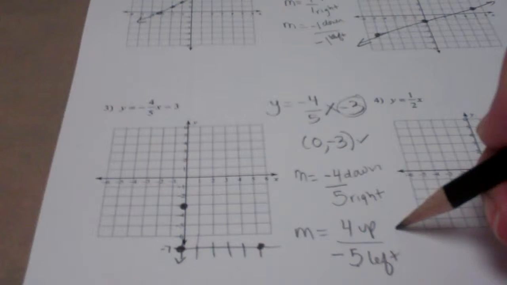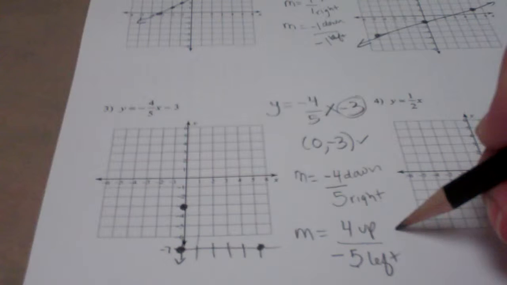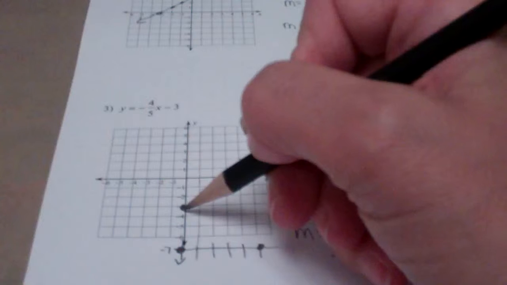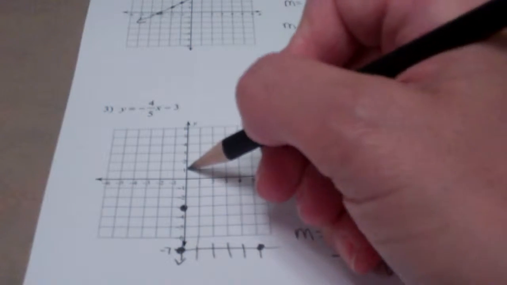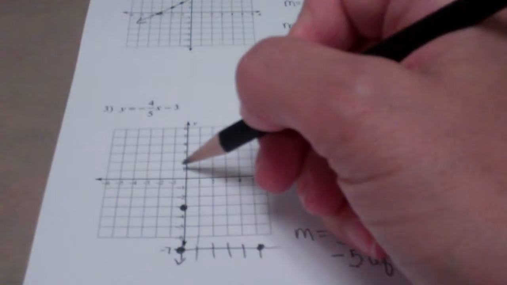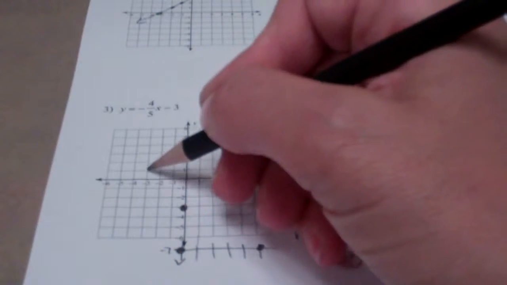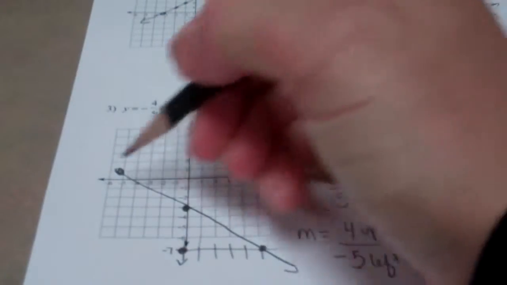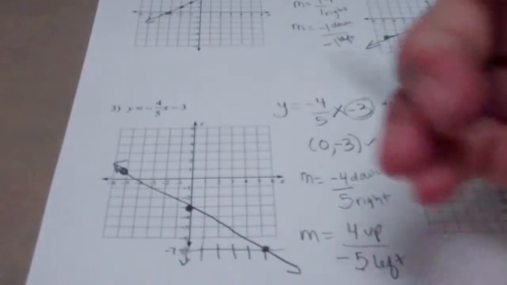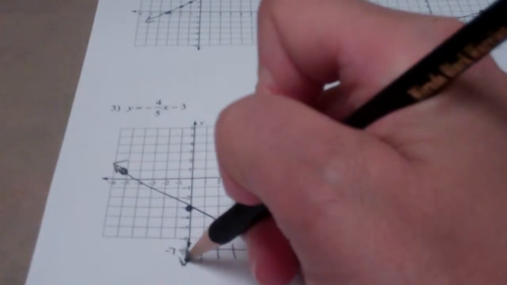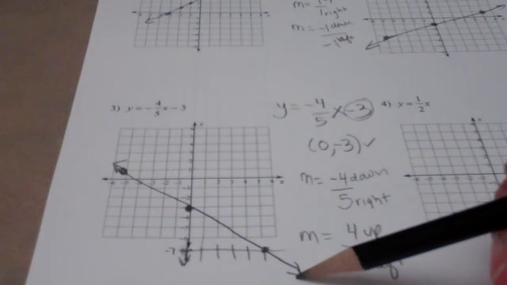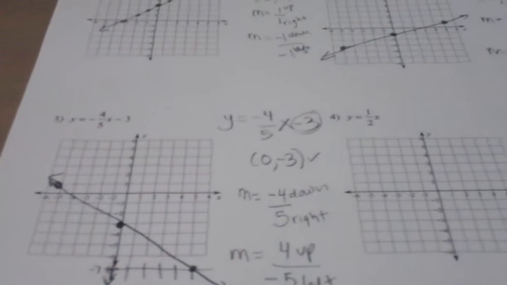And then let's do our next set of directions, up 4 and left 5, going back to our y-intercept, up 4, 1, 2, 3, 4, and left 5, 1, 2, 3, 4, 5. And we're going to connect these points. And we are not going to be using this point. That was just to help me do my directions and extend my graph. Here's our line. It is a negative slope. It is a negative slope, and we are correct.